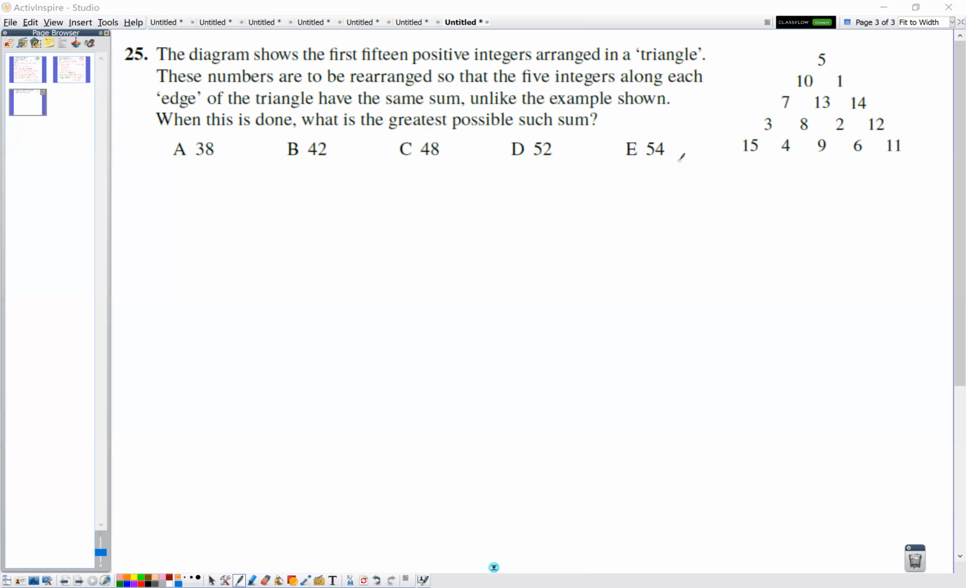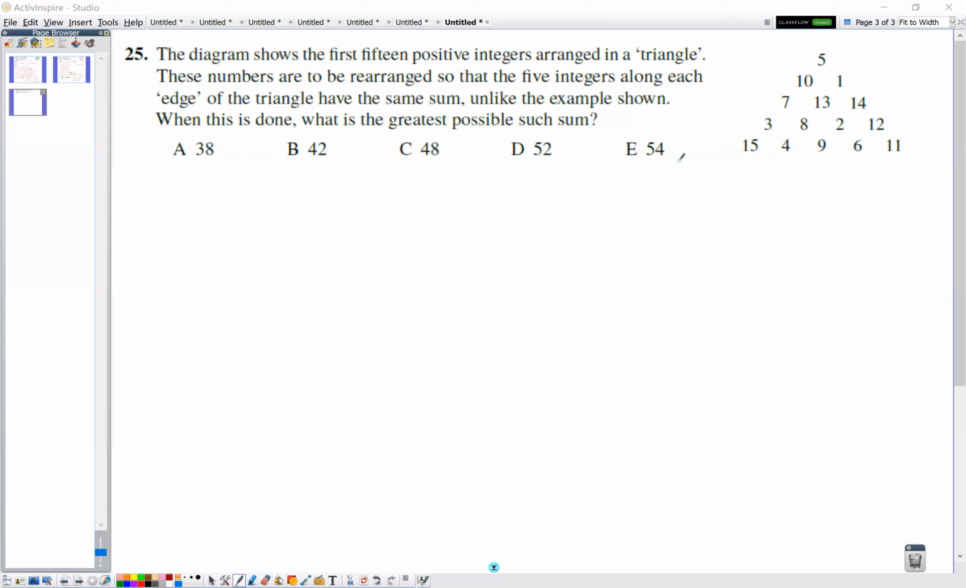Look at this question here. Let's see how you can answer. The question says, the diagram shows the first 15 positive integers arranged in a triangle. Okay, look at this, yeah? What's the difference between this one and the triangle numbers? You need to think about this. These numbers are rearranged so that the 5 integers along each edge have the same sum. Now, unlike the example shown, when it is done, what is the greatest possible such sum?